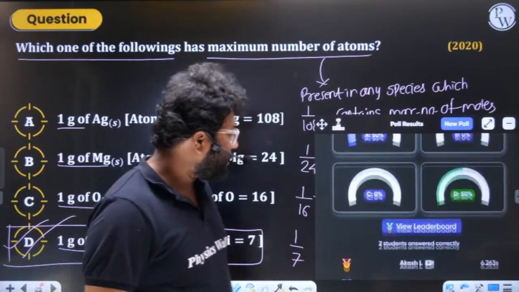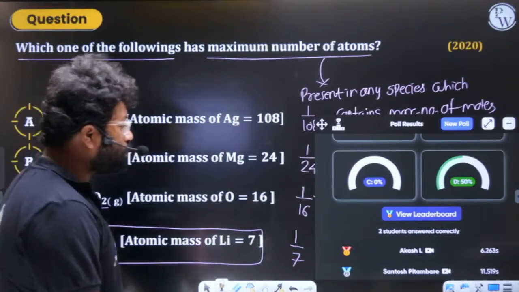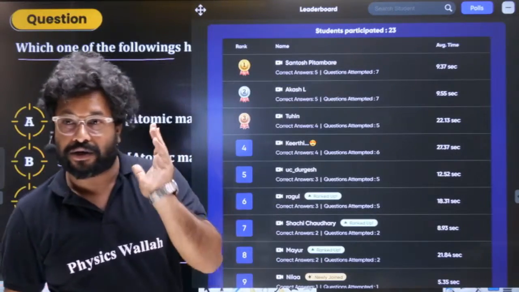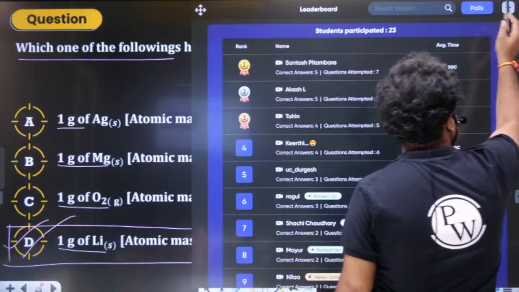50% students have answered it correctly. Akash and Santosh Pitambare. Okay? Chalo, very good. Santosh Pitambare is right on top. Very good. Fantastic.